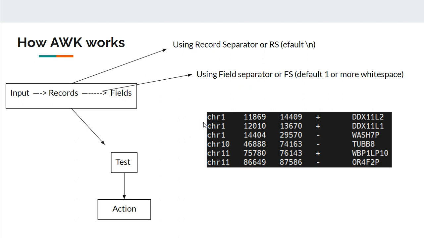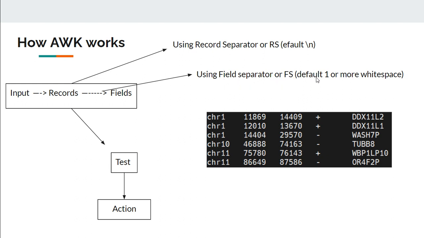In the next step, it will loop over each of these records. For every record, it will then split the record into different fields, and this is decided by another parameter called the field separator, or FS.